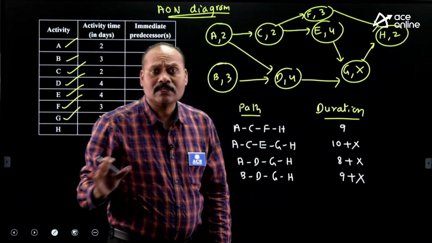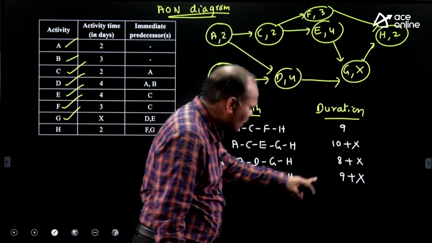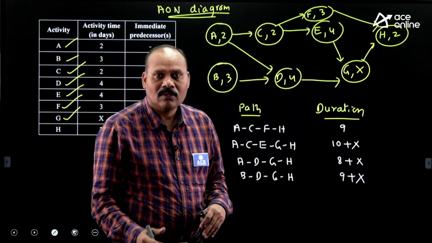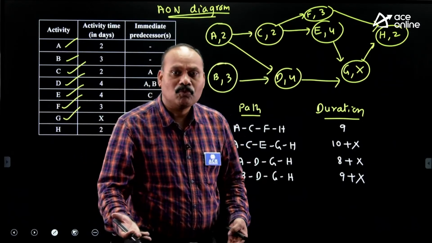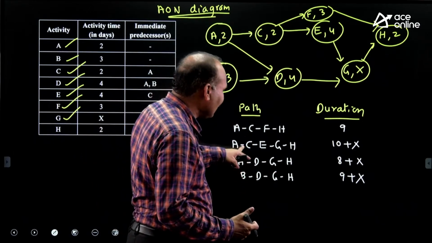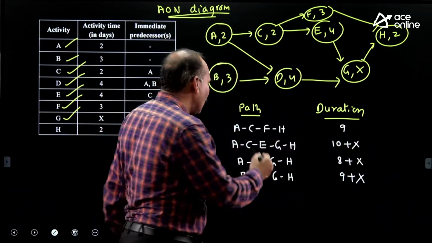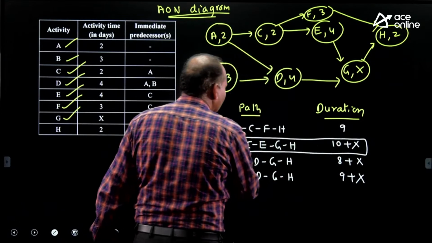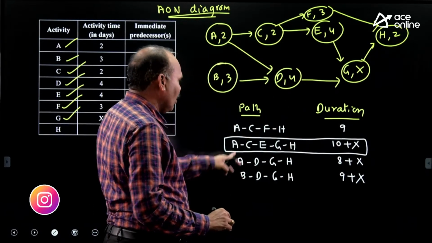Now what is the longest path in this? Just see the values, 9, 10 plus something, 8 plus something, 9 plus something. Even if X value is 0 also, which one is the longest path? ACEGH is the longest path. Now you can highlight this, because it is 10 plus something. Critical path.